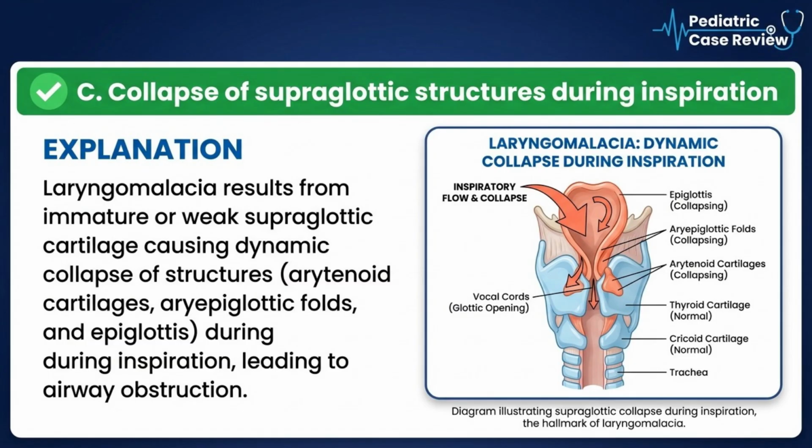The provided anatomical diagram illustrates how immature or weak supraglottic cartilage causes dynamic collapse. During inspiration, the arytenoid cartilages, aryepiglottic folds, and epiglottis are drawn inward, leading to temporary airway obstruction and the characteristic sounds associated with this disease process.